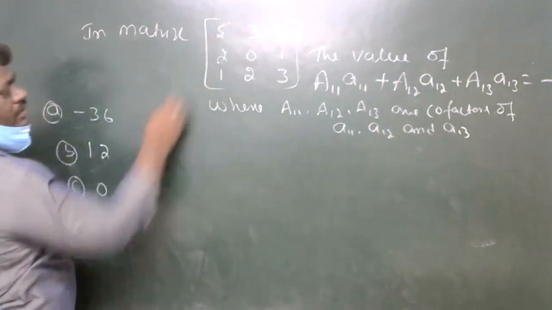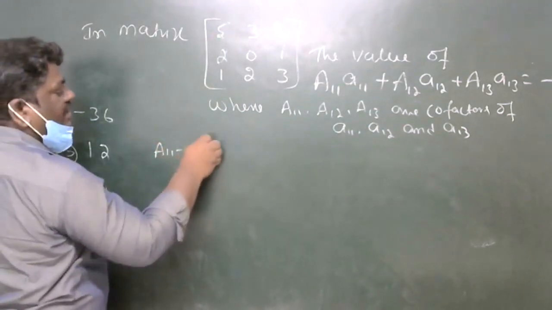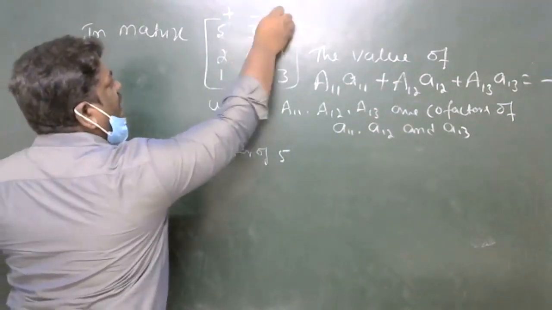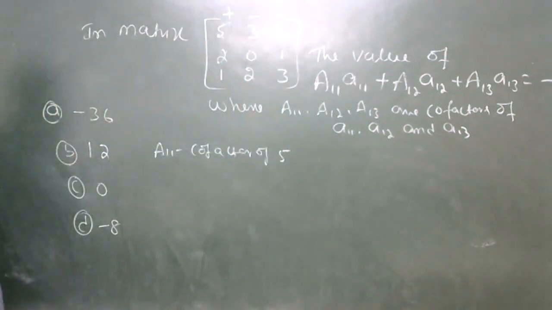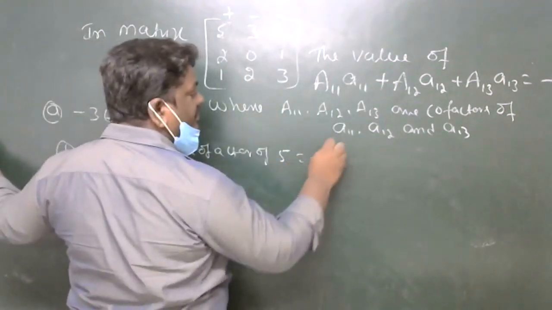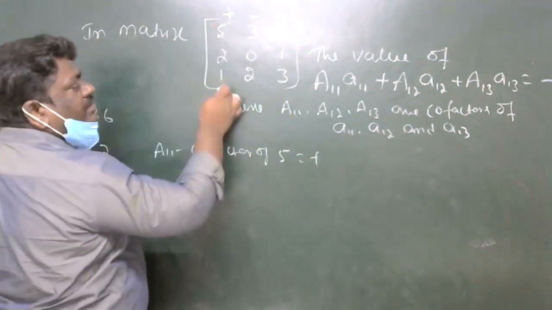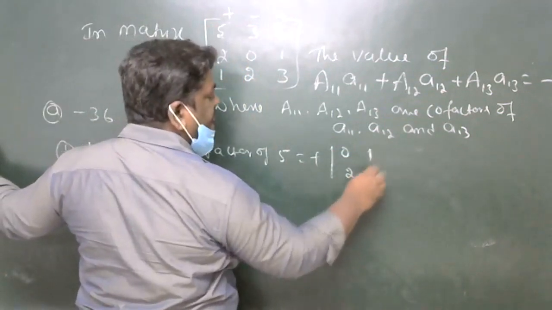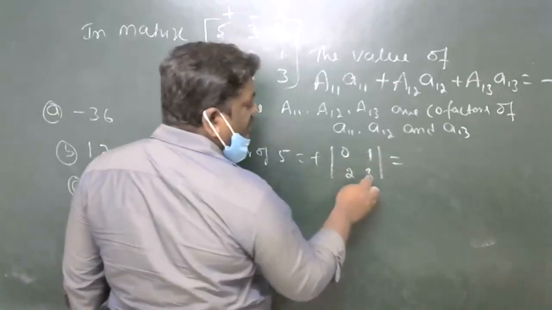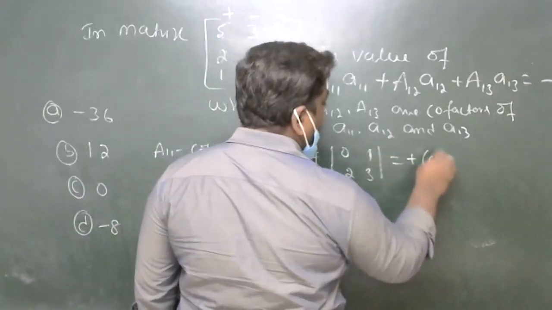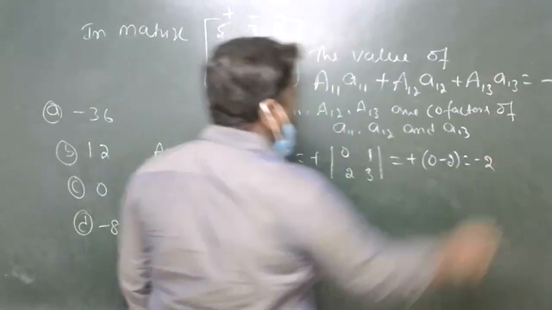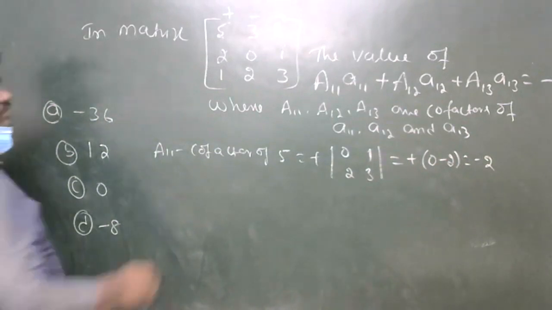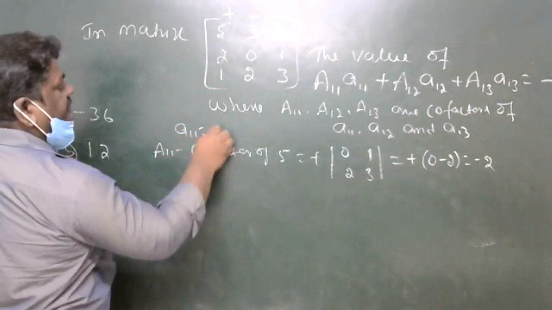Okay, so A11 means cofactor of 5. You should know this is plus, this is minus, this is plus. So is equal to plus of. Leave the elements which are coming in the same column and same row. Then 4 will remain. Plus of 0, 1, 2, 3 is equal to, you are going to get 0 minus 2. Minus 2 is the A11 cofactor. So a11 is 5 here.